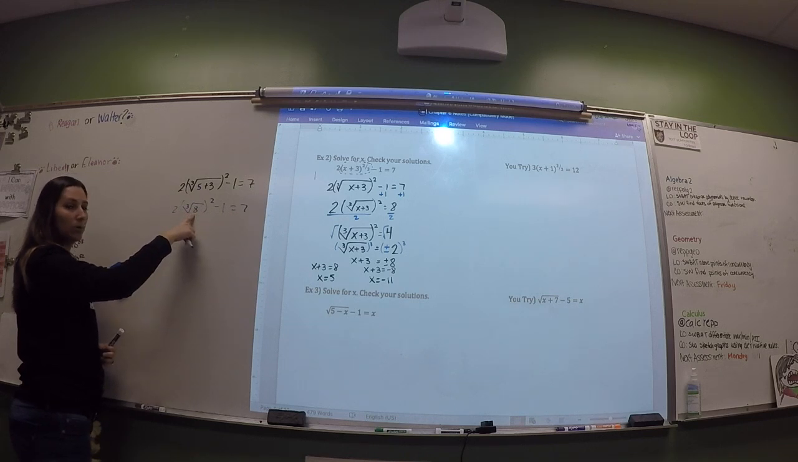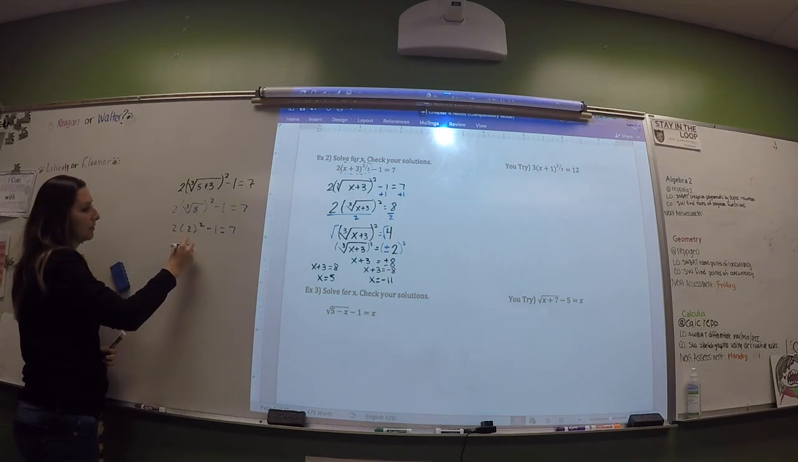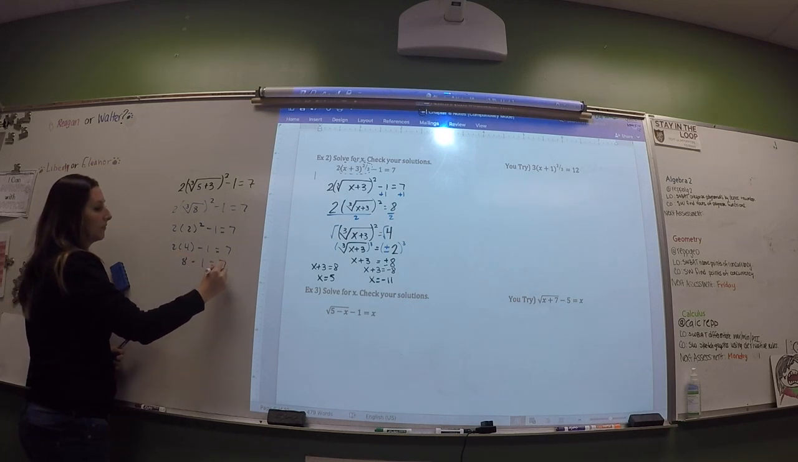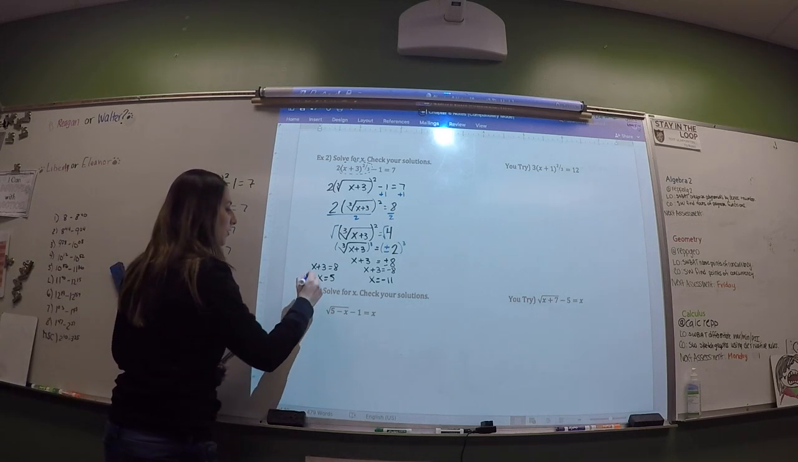Okay, the cube root of 8 is 2. 2 squared is 4. And 2 times 4 is 8. And this is true, right? Okay, so this one works.